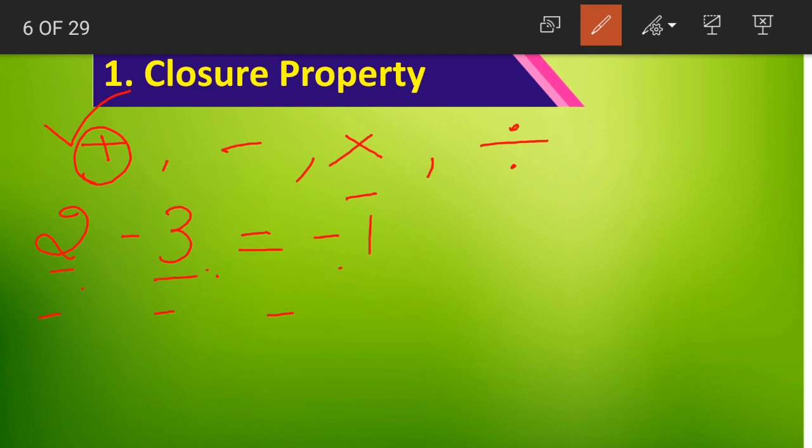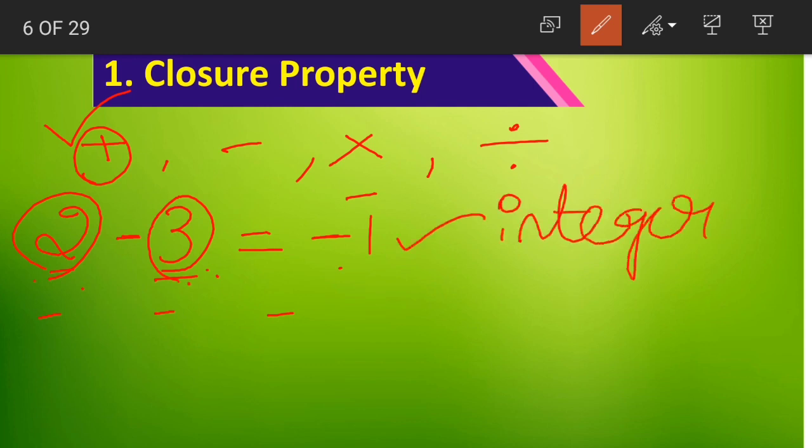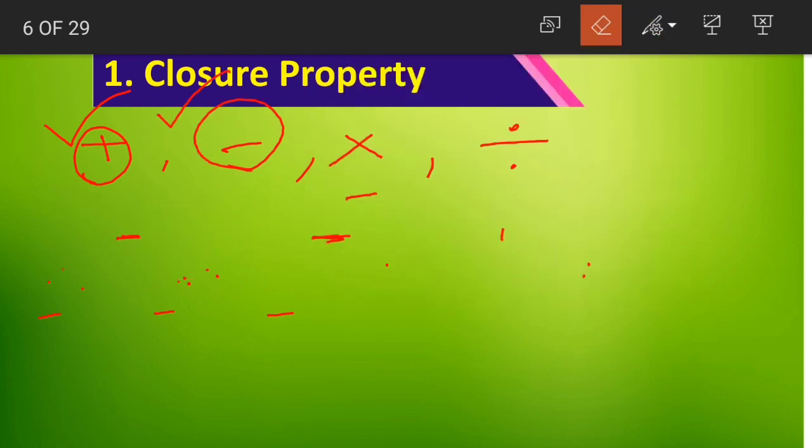Why is it minus 1? Because 3 here has the higher absolute value. 3 is having the negative sign. So the result is also having a negative sign. When both integers are subtracted, the result is also an integer. Minus 1 is an integer, right? Yes, minus 1 is an integer. a and b are integers, and a minus b, which is equal to minus 1, is also an integer. So subtraction of integers also satisfies closure property. Clear, children? Addition and subtraction both satisfy the closure property.